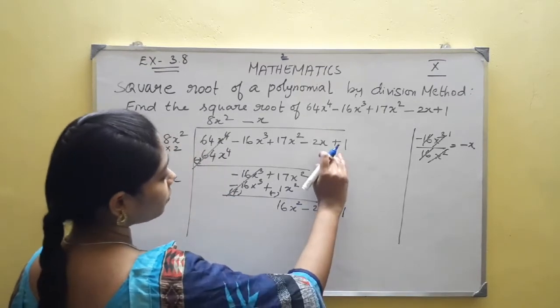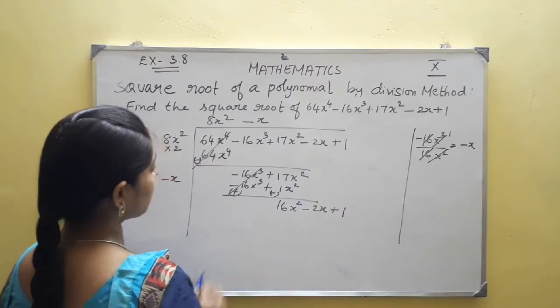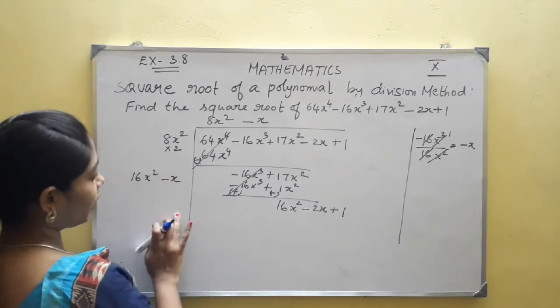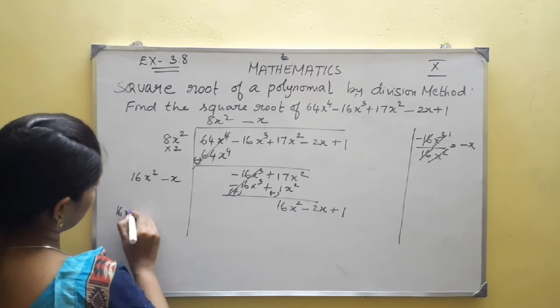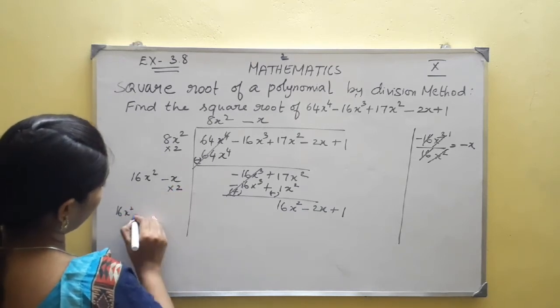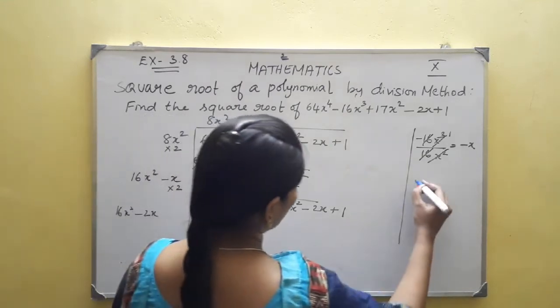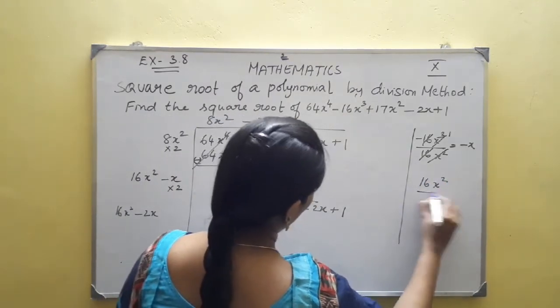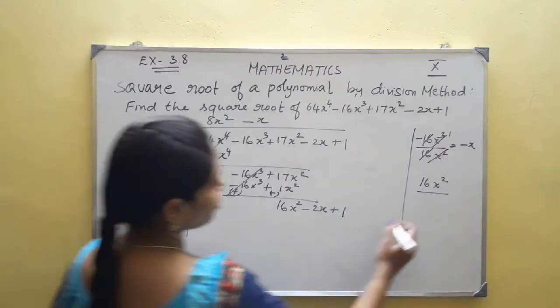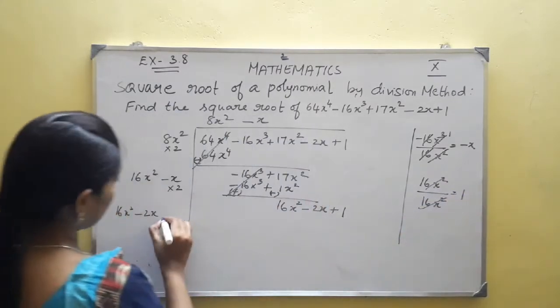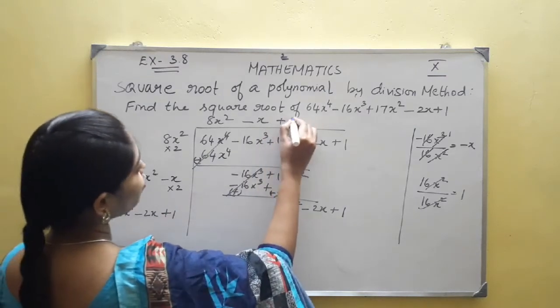So I bring two more terms to the third step. So I need three terms over here. Again 16x square, multiply this by 2 and write minus 2x. What's supposed to come here? Okay, so 16x square divided by 16x square again. So if you cancel this, you will get 1. So write plus 1 here.